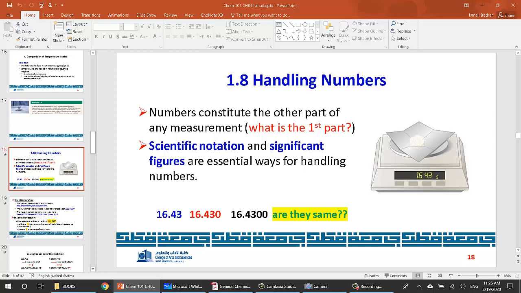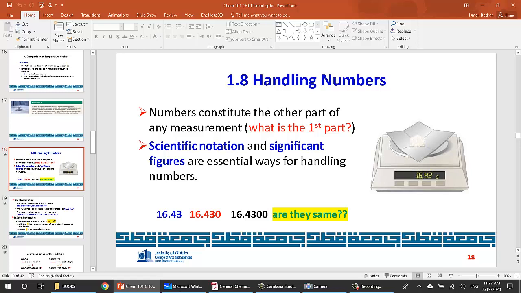In this instance, we're going to talk about two things: scientific notation and significant figures. You might ask yourself, what is the difference between these three numbers? 16.43, 16.430, and 16.4300. Are they the same? Well, they look the same, but probably they are different in accuracy.